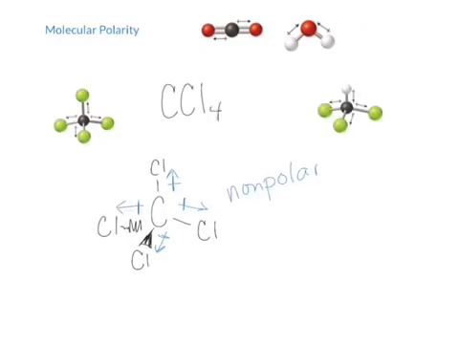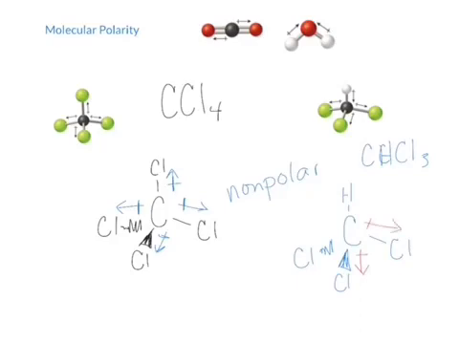Now let's look at a very similar molecule. There's just one small difference between carbon tetrachloride and chloroform, CHCl3. Essentially all that we've done is replace one of the chlorine atoms with a hydrogen atom instead. Okay, so let's go ahead and draw out this chloroform molecule. We can still draw polarity arrows, right? Carbon is less electronegative than chlorine, so we can draw these polarity arrows like this.